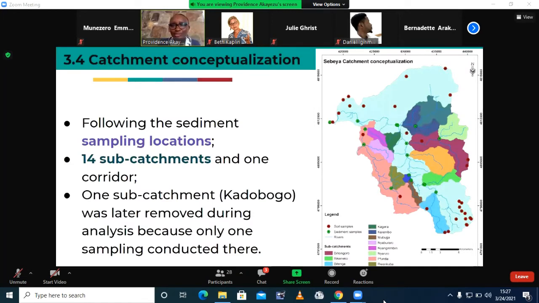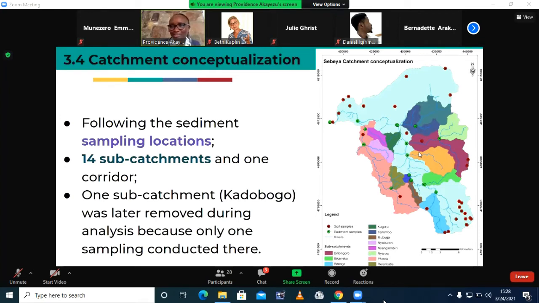So we had to conceptualize the catchment. I'm not sure if you can see the map very clearly on my right side. If you can see the map, please let me know. Yes, we can see it. Okay, you can see the map. So the map is a result of catchment conceptualization. This was done after we had all the samples already in place, the sample and the location.